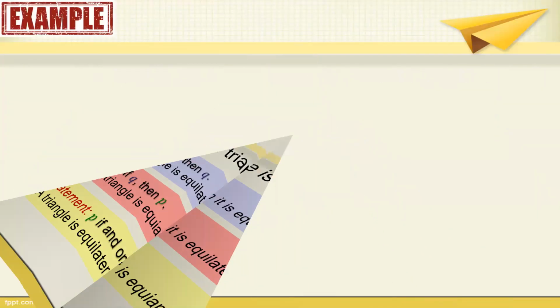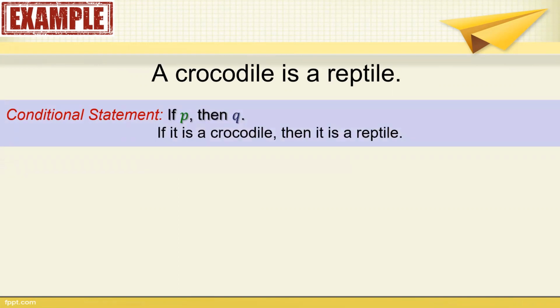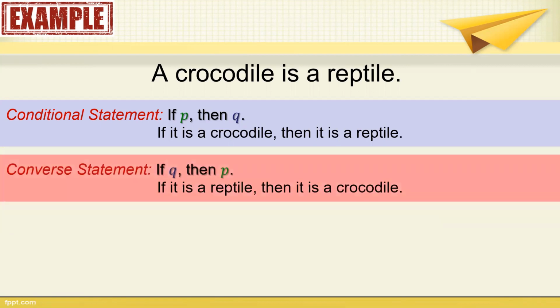Okay po? Okay, next. So, a crocodile is a reptile. So, our conditional here, if it is a crocodile, then it is a reptile. Next, converse natin. If it is a reptile, then it is a crocodile. So, let's analyze. So, kapag crocodile daw ang animal mo, so then reptile daw yon. So, this is true. Kung may crocodile ka, reptile siya. Okay, true. Next, if it is a reptile, then it is a crocodile.